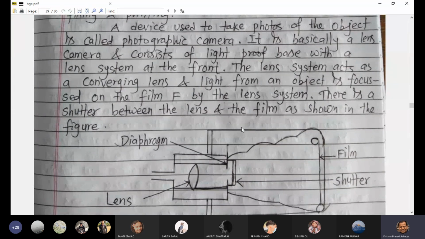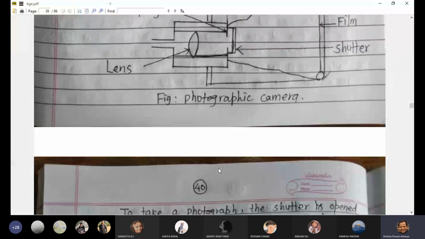At the front, this lens system acts as a converging lens, and light from the object is focused on the film F by the lens system. There is a shutter between the lens system and the film, as shown in the figure. This is about the simple construction of a photographic camera.